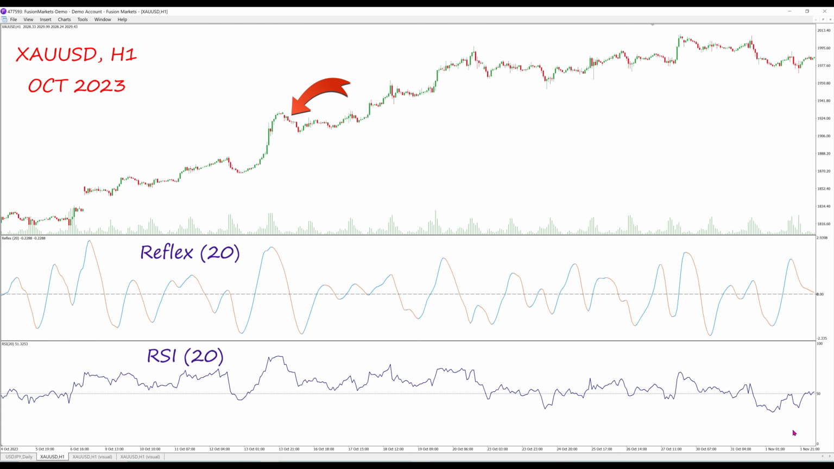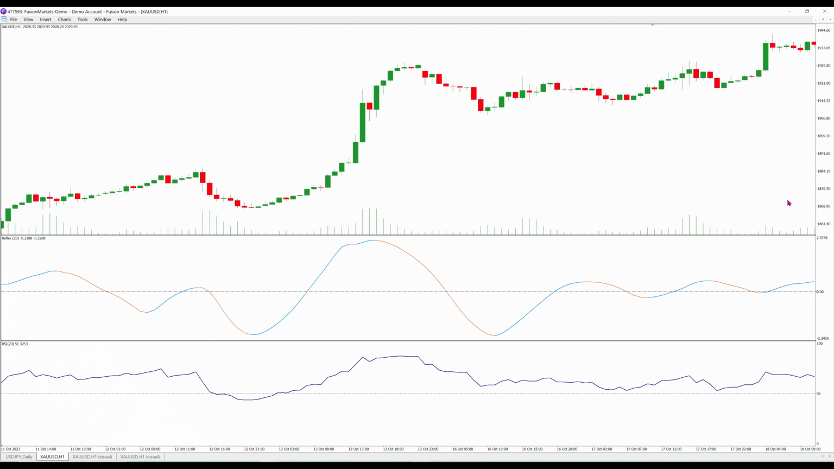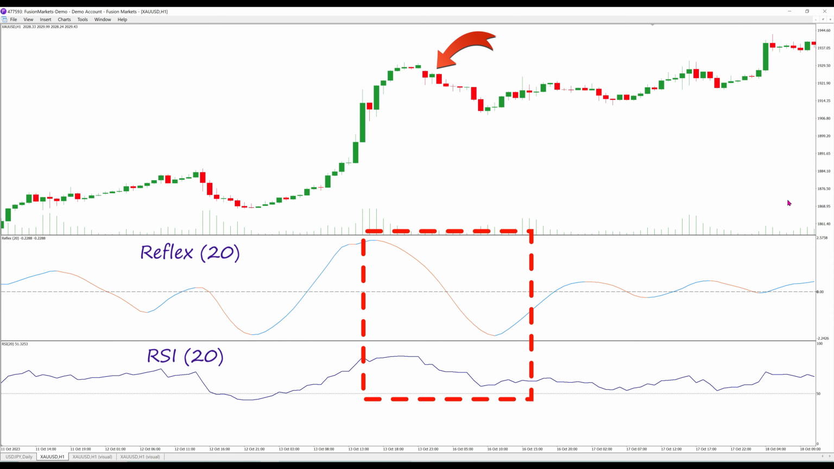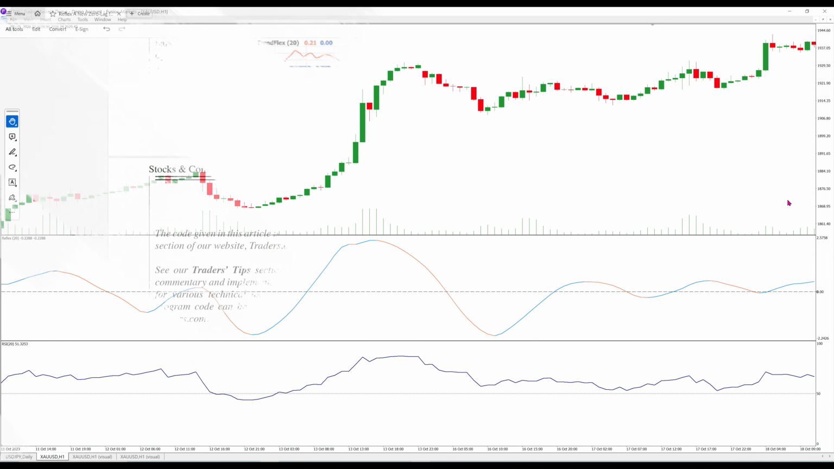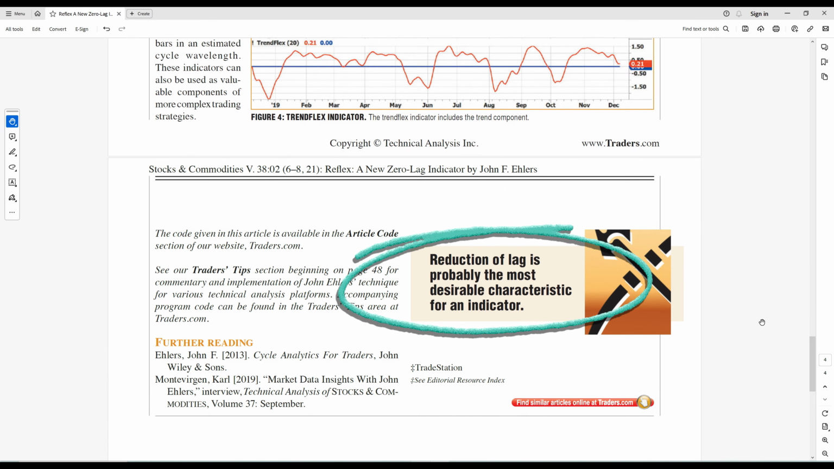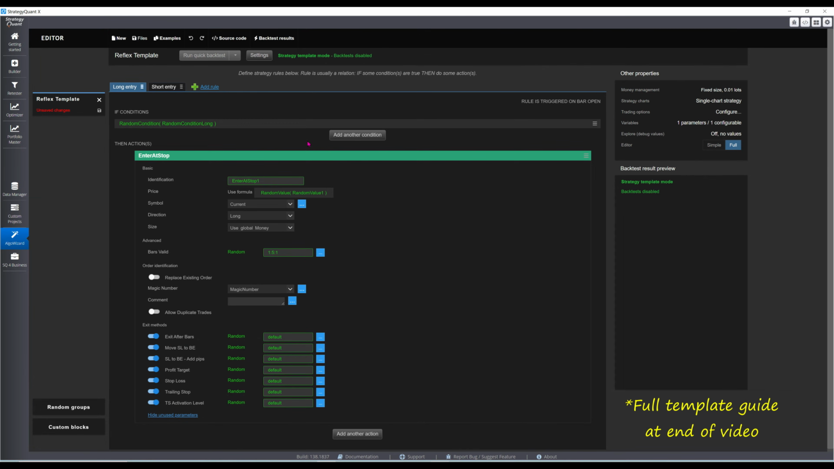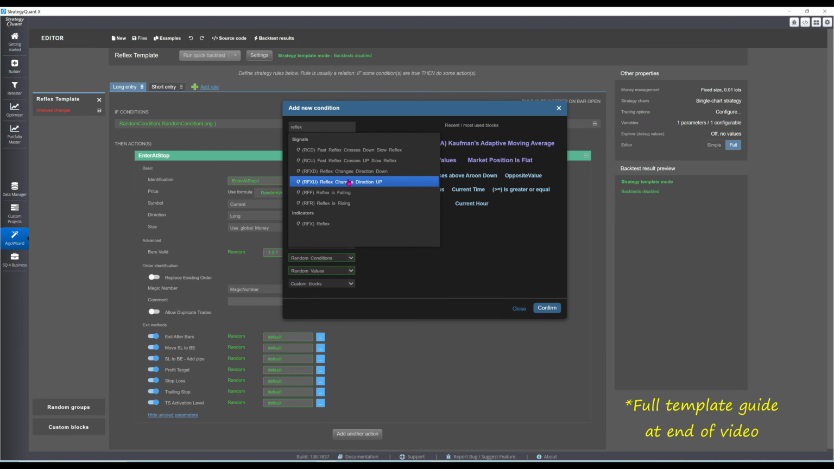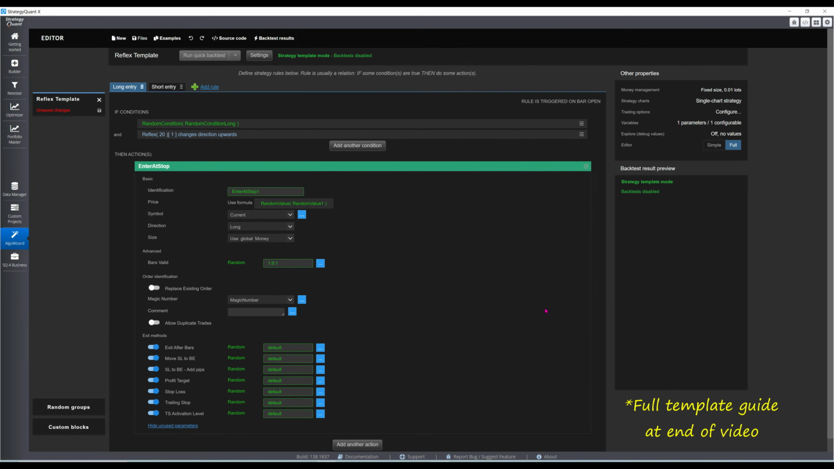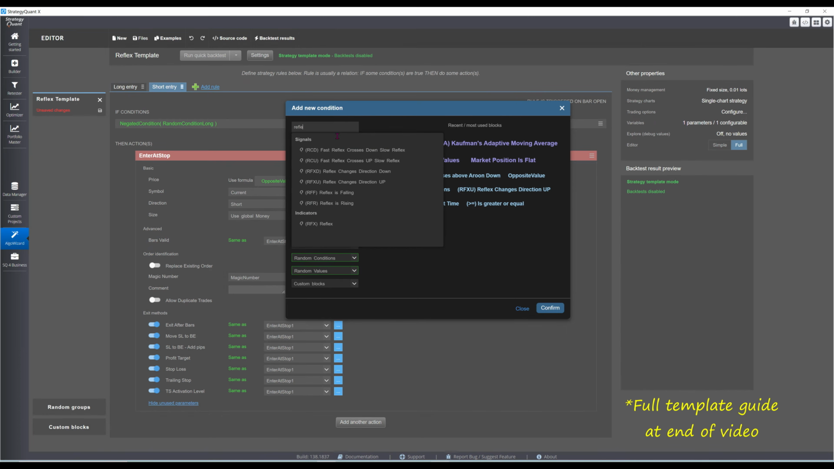Let's focus on this pullback here. Notice how the Reflex reacts much faster than the RSI, showing that Ehlers indeed succeeded in minimizing lag, which according to him is the most desirable characteristic of an indicator. For these reasons, the Reflex is great at quickly identifying turning points, which brings us to the entry conditions. I will go long when the 20-period Reflex changes direction upwards, and short when it changes direction downwards.